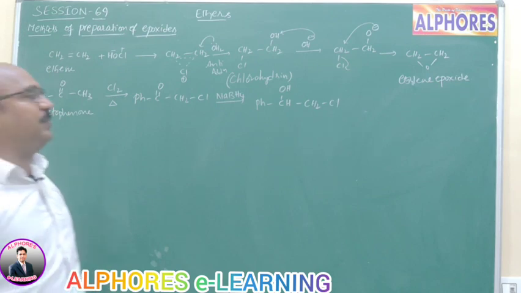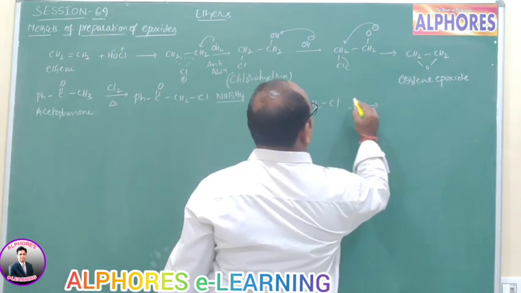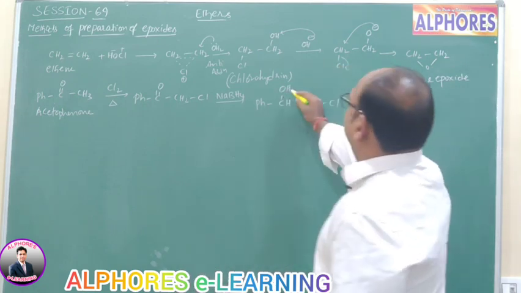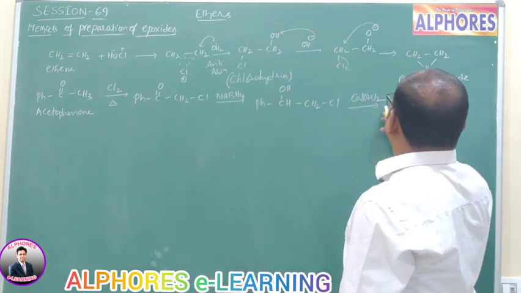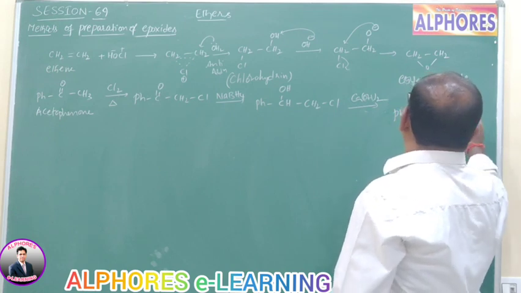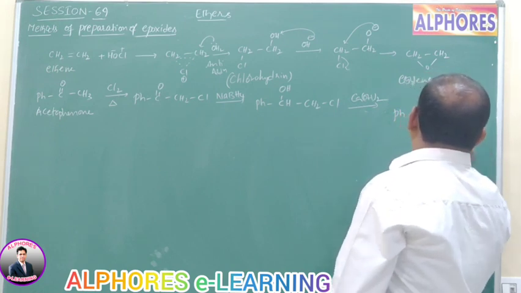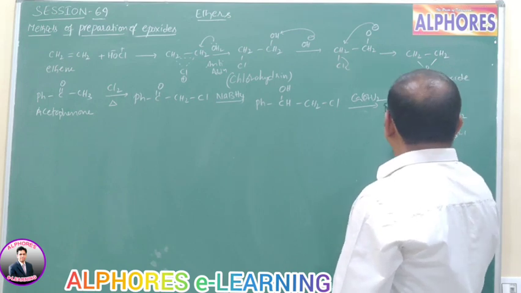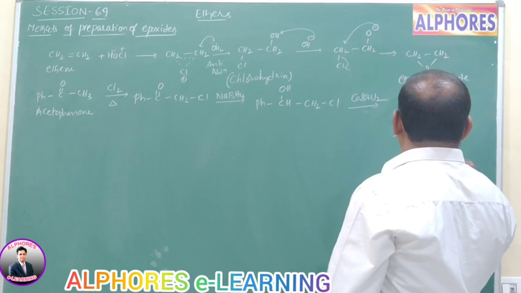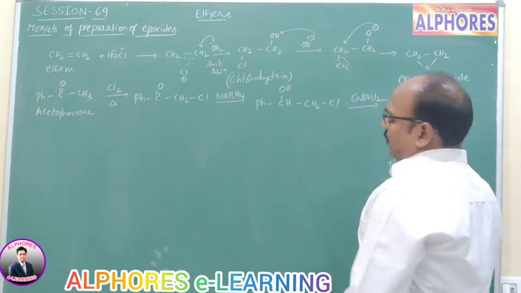And this one upon treatment with alkali, calcium hydroxide or calcium oxide, abstracts the proton, and we get O minus and CH2Cl. This O minus displaces Cl minus, and we get CaCl2. So the final product we get here is an epoxide.